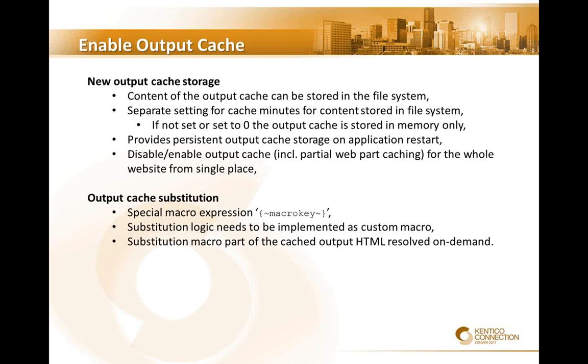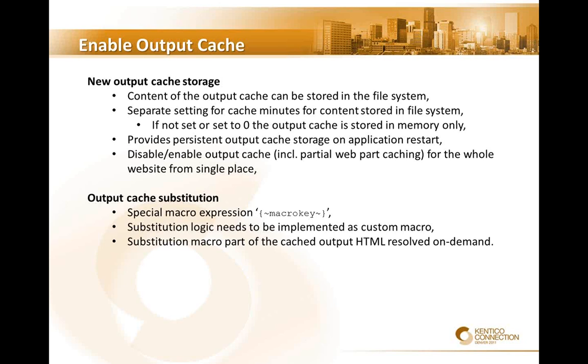With any other macros that you use other than the substitution macro, the content is evaluated, and after that it's stored within the output cache. In the case of the cache substitution macro, the macro is not resolved before it's stored in the output cache. It's resolved after it's retrieved from the cache and before it's sent to the client. So it allows you to dynamically evaluate part of the page.